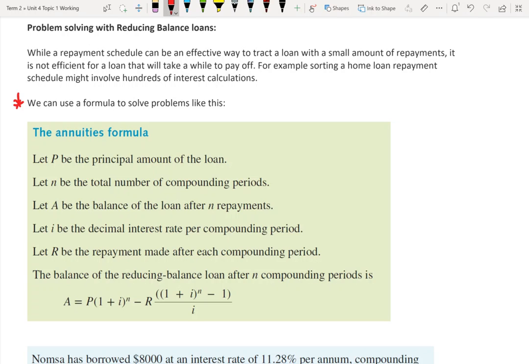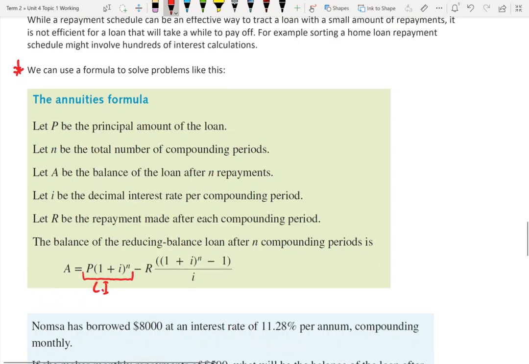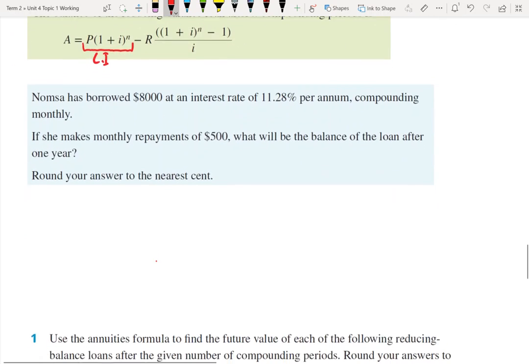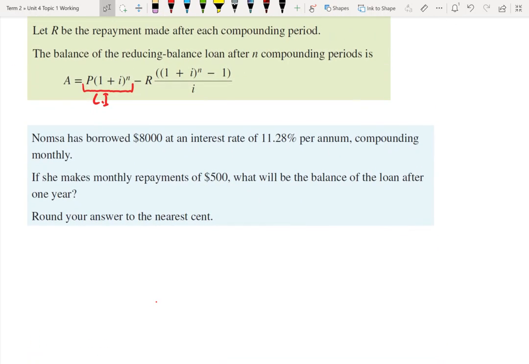So A is equal to P(1 + I)^N. This is just your compound interest formula, which is how you calculate compound interest. Then you're minusing R times this fraction, where you have (1 + I)^N minus 1 in brackets, divided by I, remembering I is your interest rate. So we're going to have a go at this one. Remember, what this shows is how much money is in the account after a certain amount of repayments and compounding periods.